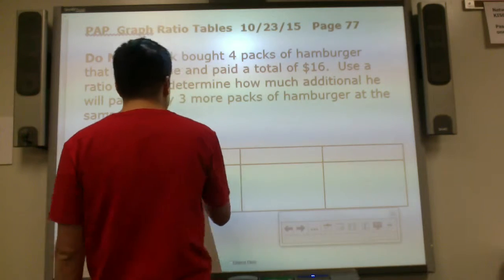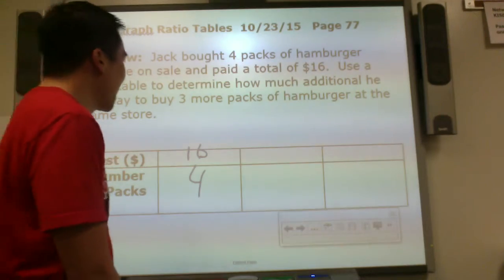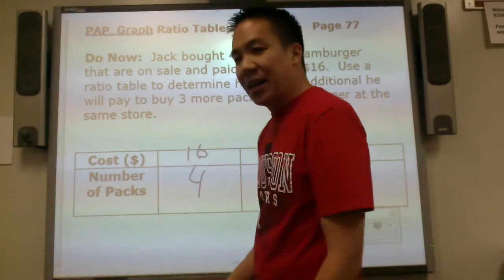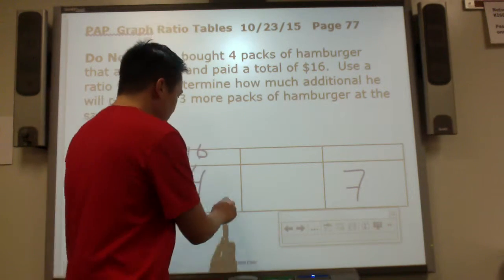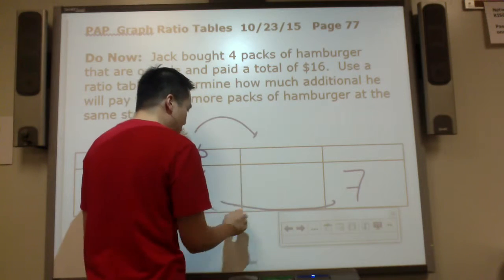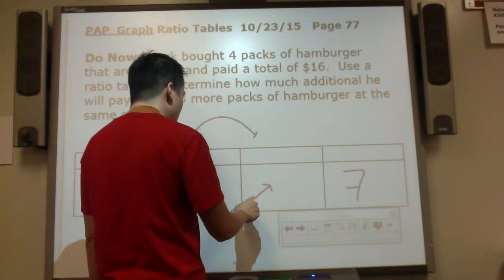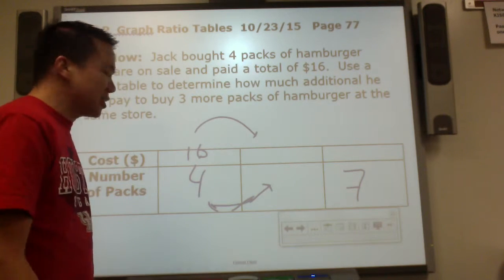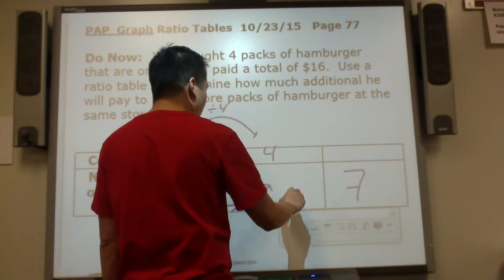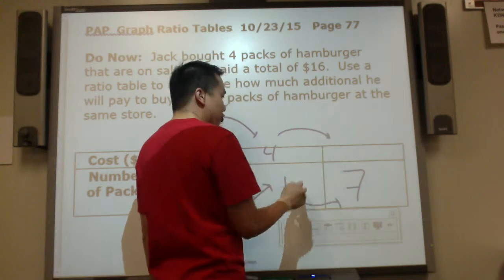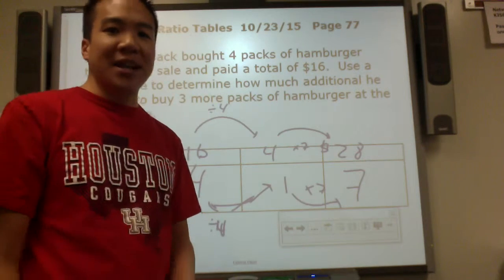So it cost him $16 for 4 packs, but he wants to buy 3 more packs, so that's 7 packs. Can 4 be scaled up, scale 4 to 7? I don't think so. So what are we going to have to do? Well, we have to break it down. We have to scale backward, scale down. So how can I scale down 16 and 4? I'm going to divide both numbers by 4. That's going to be 4, 1. Now I need to scale forward by 7, and it's $28 for 7 packs of hamburger patties.